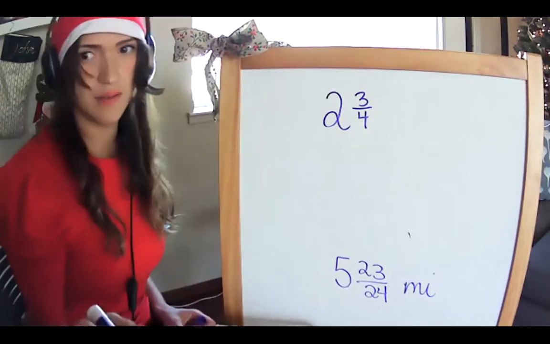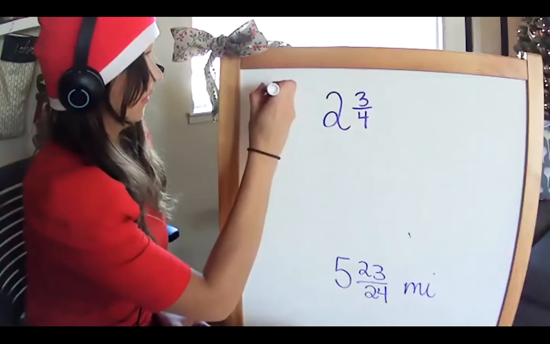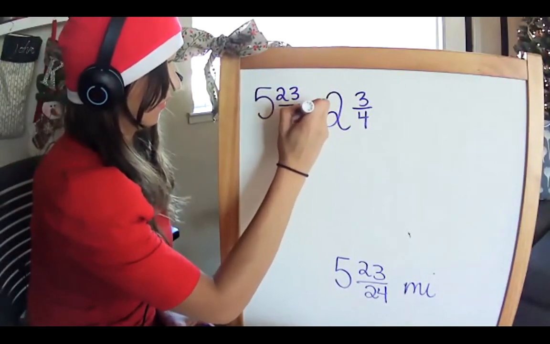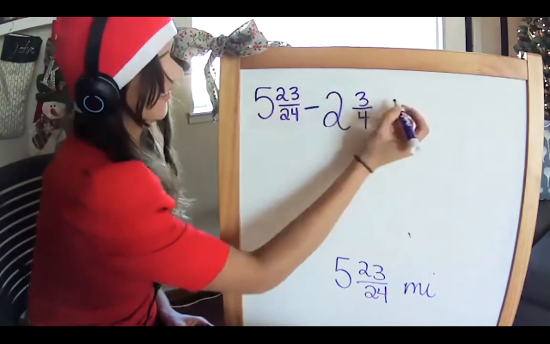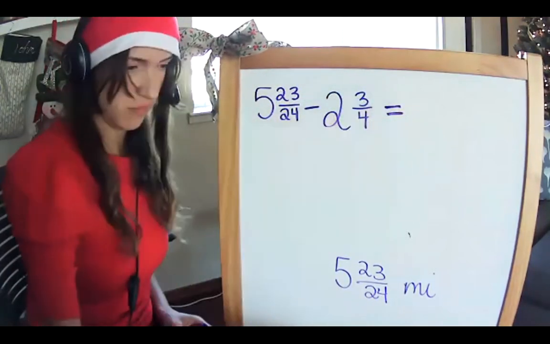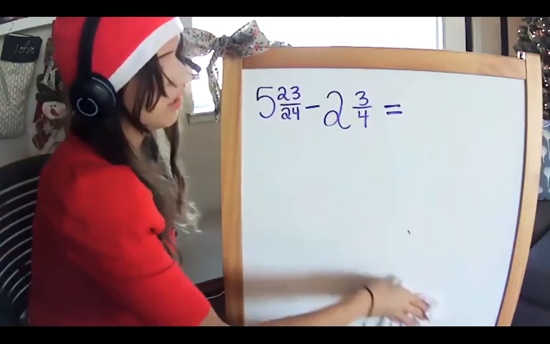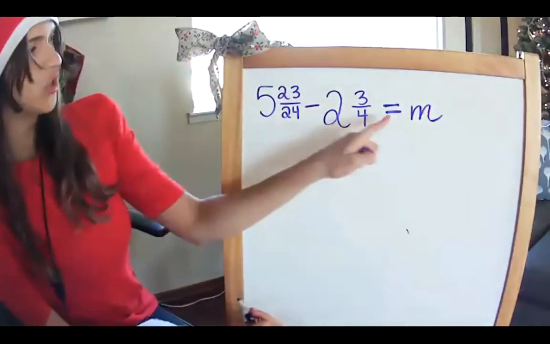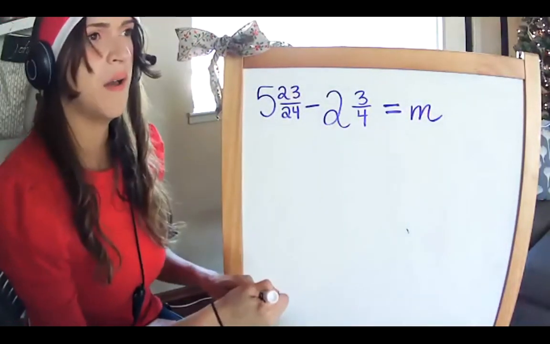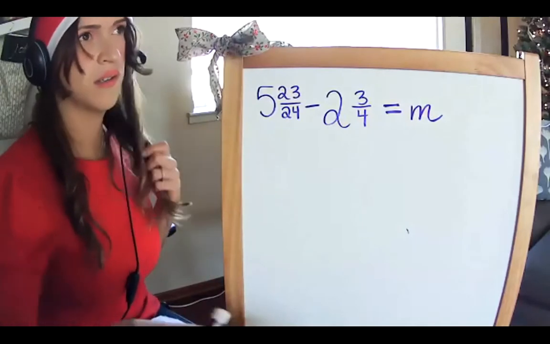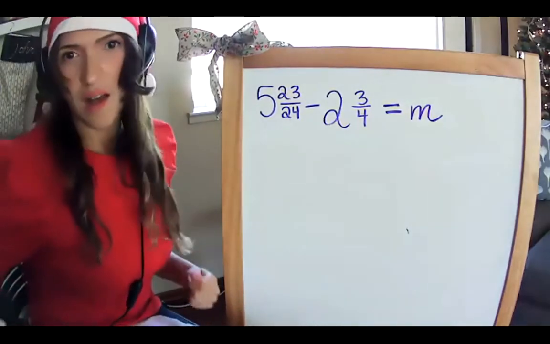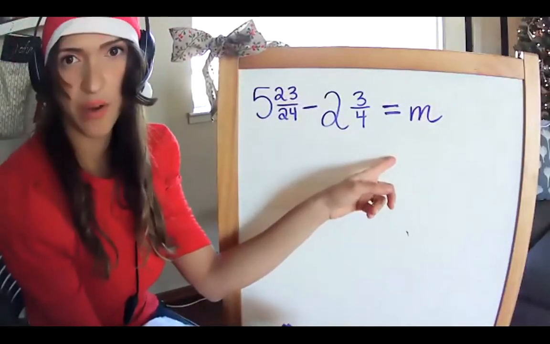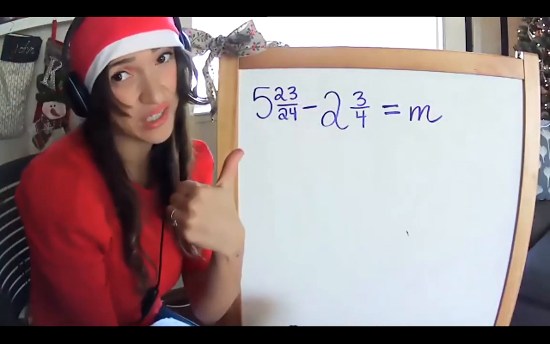5 and 23/24 miles minus 2 and 3/4 miles equals what? M. It could be any letter you want, but make sure you have the equals. Can it be pi next time? Okay. All right, so we have our subtraction here. We have our equals. Now we've got our equation solved.